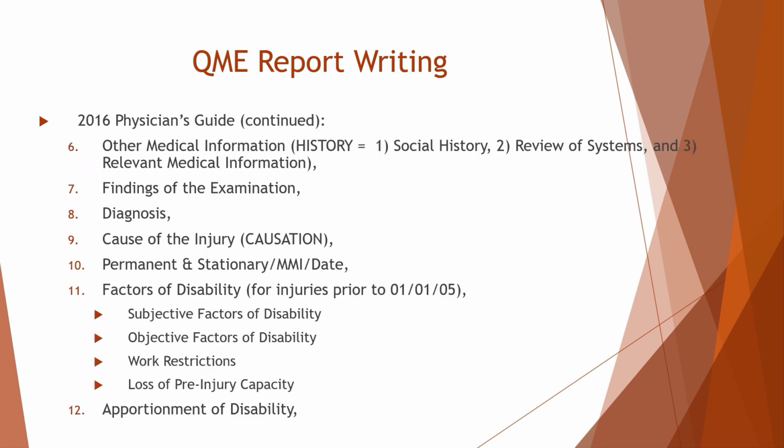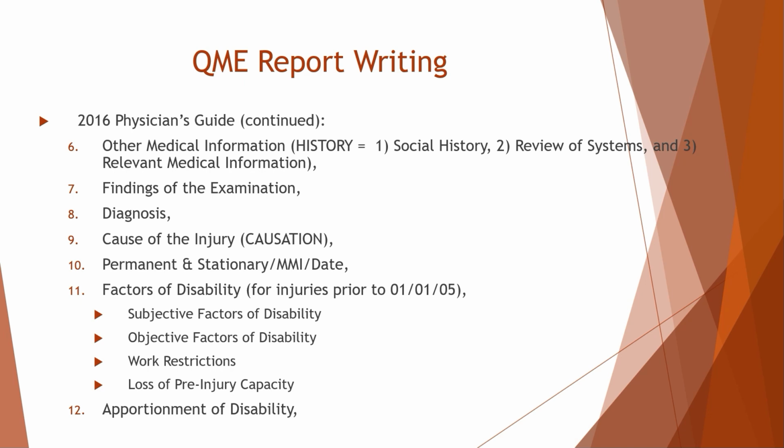Number six is a history section, and the history section should be a thorough section in your report that contains at least three subsections. Number one is the social history. Number two is the review of systems. And number three is the relevant medical history, or relevant medical information.